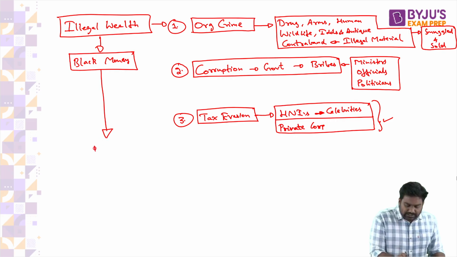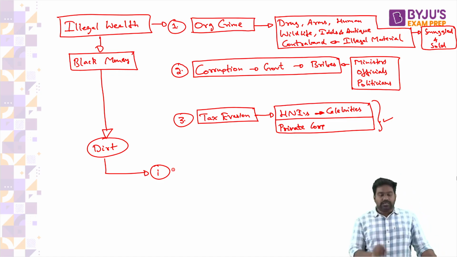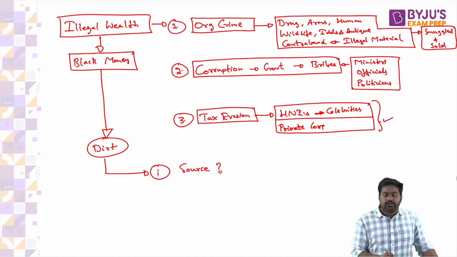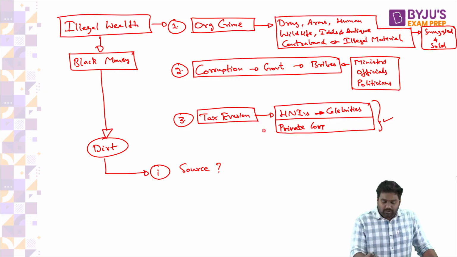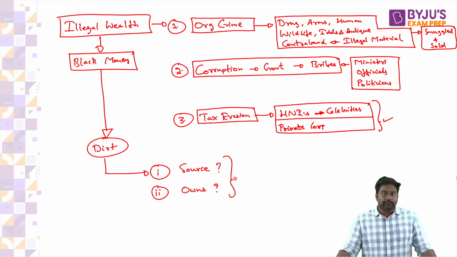Now, what is the dirt on this money? I'm sure all of you can answer this. The dirt on this money is one, the source, where the money came from. Did it come from drug smuggling? Did it come from bribes taken by government officials or ministers, or through tax evasion? Second, who owns this money? Whom does it belong to? Now, this is the dirt on it.